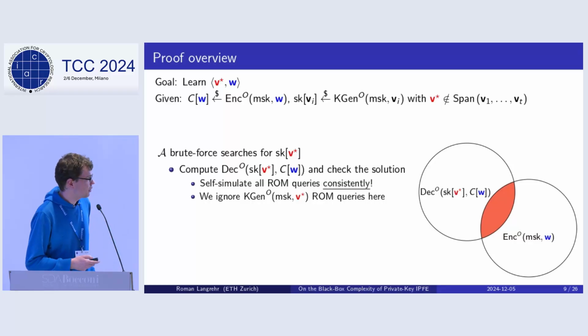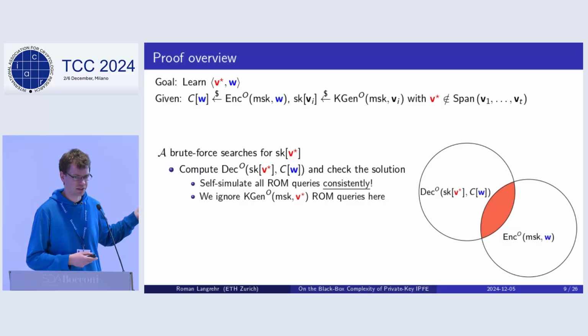And then on a high level, what we do in our attack is that our adversary makes a brute force search for the functional secret key for v star, and with each candidate key, it tries to decrypt the challenge ciphertext. Our actual security game is a bit more complicated and allows the adversary to check if a solution was correct or not.